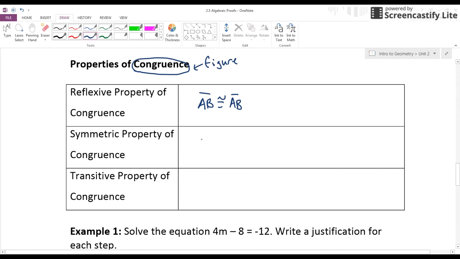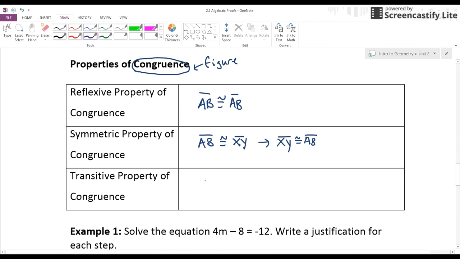Okay? Symmetric property of congruence, same idea here, but again, we're looking at a figure. So I could say, for example, segment AB, let's say that's the exact same size and shape, it's congruent to segment XY, right? The symmetric property of congruence says we can change that order and it won't change the meaning, right? So I could write segment XY as congruent to segment AB. That means, again, if we look at their shapes and transform them, move them around, they're going to overlap and match up perfectly.